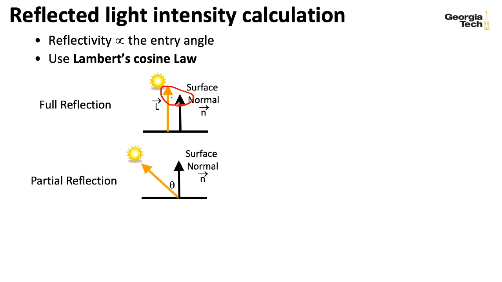So now if the light's coming in at an angle relative to the normal, again, it doesn't matter where the camera is, we're going to have less light reflected towards us. And if we're coming in at a 90-degree angle, there's essentially no reflection.